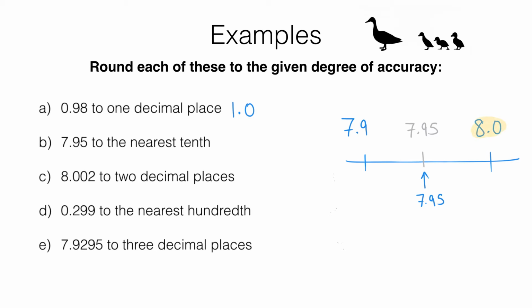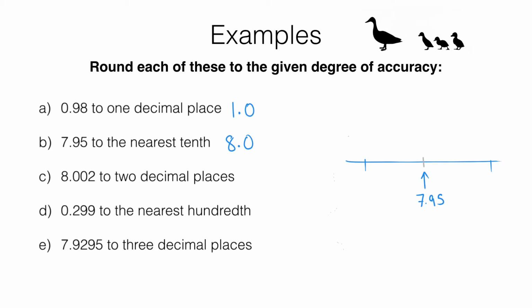That's just a rule that mathematicians have come up with so that we are consistent. So 7.95 will round to 8.0. And again, I have to put the 0.0 on the end in this case because it's asking me to round to the nearest 10th. I need to have a digit in the tenths place value column. Let's have a look at question C next.